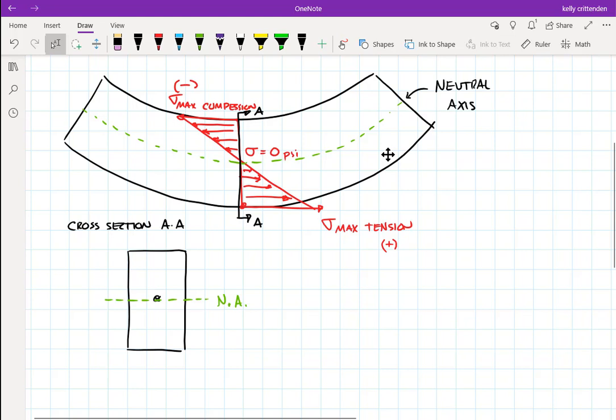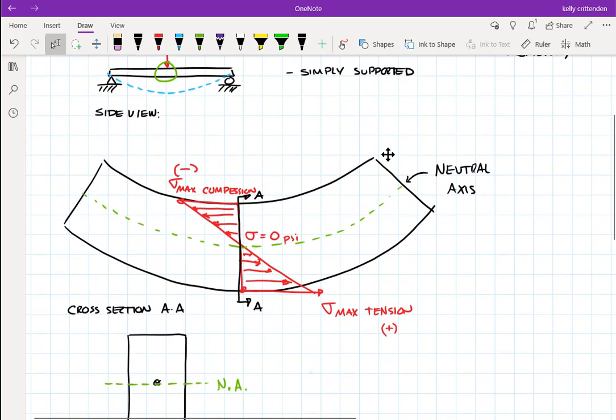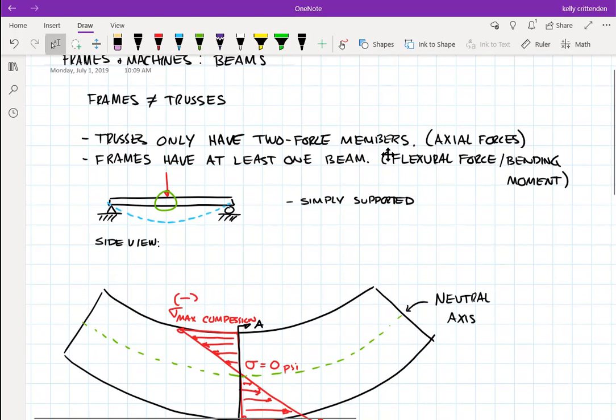Beams in flex, bending, whatever you want to call it, they experience both tension and compression at the same time. And so that's different, and that's why they're going to have different ways to deal with them than trusses do. So you do have to be able to tell the difference between trusses and frames. And the biggest giveaway usually is that a frame is going to have one piece at least.